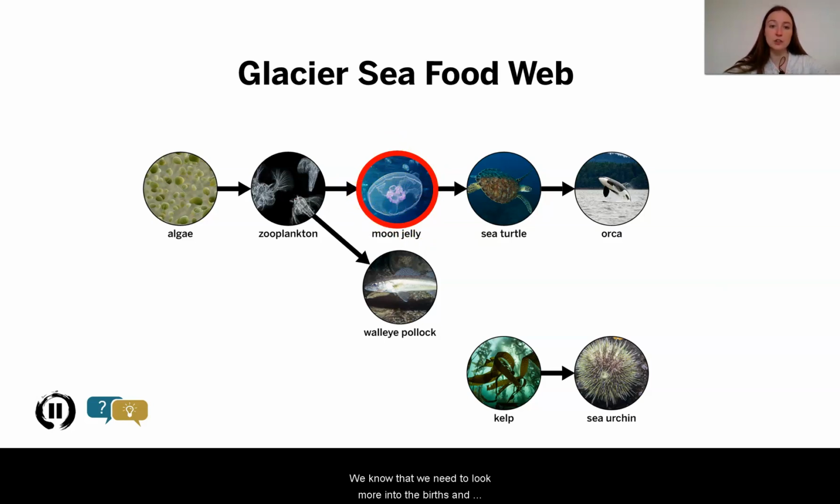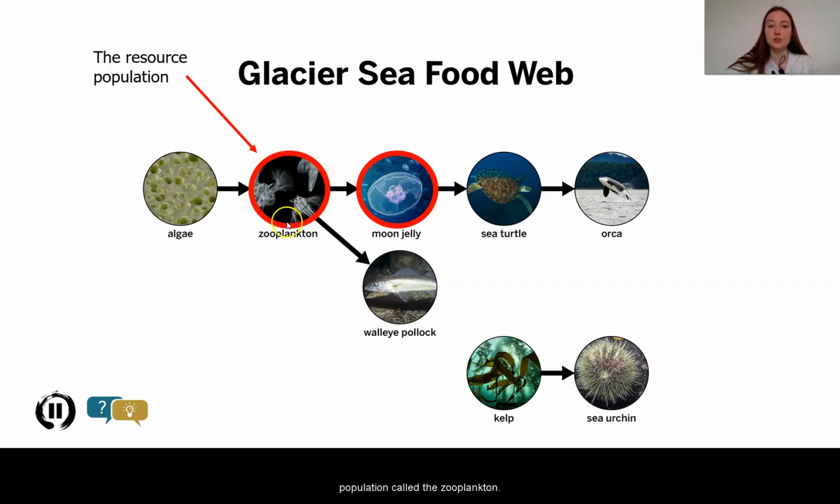We know that we need to look more into the births and deaths that these moon jellies are having. And something that might help us do that is by understanding what is going on in the population that eats the moon jelly and also the population that the moon jelly eats. Now, from this food web, we can see that the moon jelly is receiving energy storage molecules from this population called the zooplankton. This is the moon jelly's resource population, and we know that this has an effect on the number of births that the moon jelly population can have.